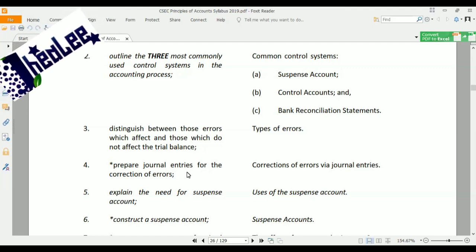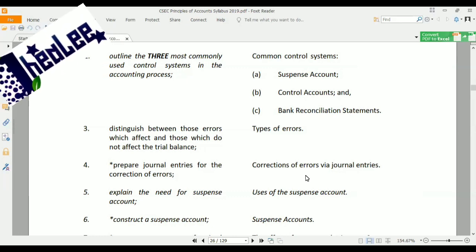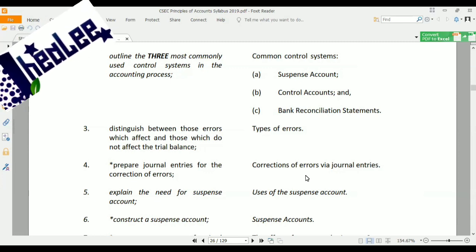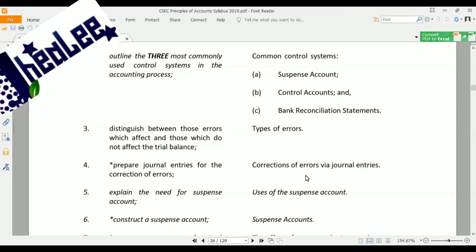So number 4, prepare journal entries for the correction of errors. In doing that, you'll need to know which account you're going to debit and which one you're going to credit in order to correct the errors. What entry do you need to make to correct that? How much you need to put in the amount column in order to correct that? So you need to know all of these things.